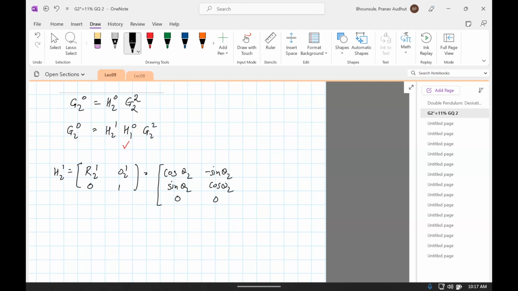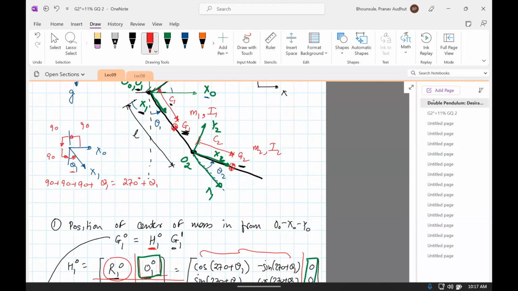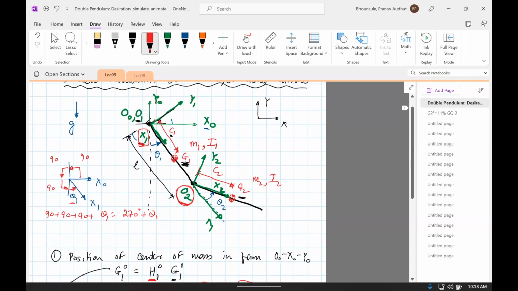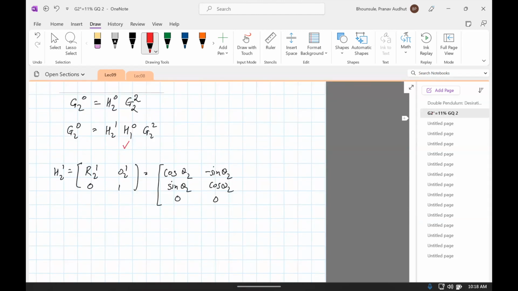Next, I need to compute O21. Let's see what that is in the figure. Okay, O21, this is O2. We need to compute the location of O2 in frame 1, this frame. You can see that O2 is along the X1 axis. So its location is going to be L along the X-axis. So we take that and put it here, L, 0 because it's along the X-axis, 1.